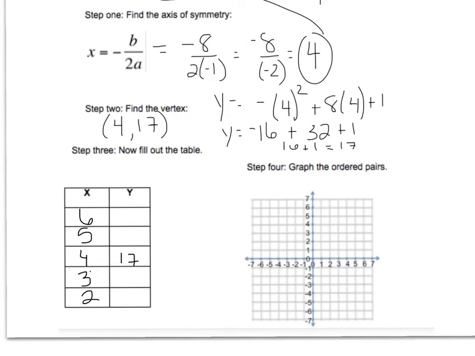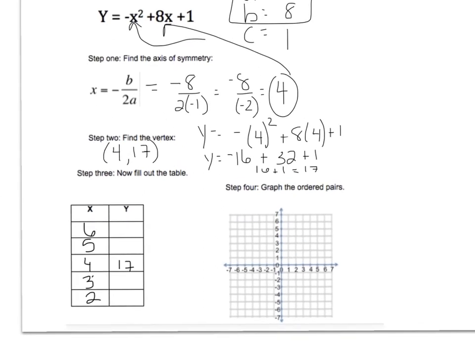I'm going to plug 3 into my original problem. So my -x² plus 8x plus 1, and figure out what the y value is, and then do the same thing with 2. So I'm just going to do my work out on the right hand side. So I'm going to have y equals -3 squared plus 8 times 3 plus 1.